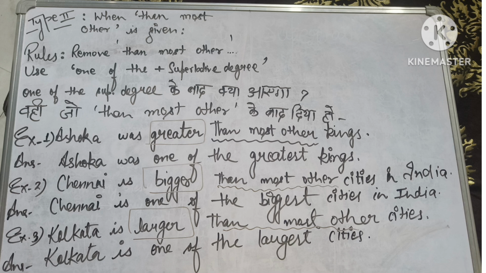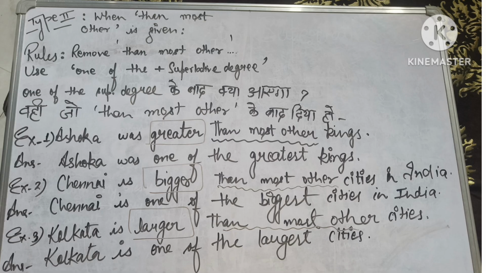The first sentence is "Ashoka was greater than most of the kings." So what will we do? "Ashoka was one of the greatest." Then whatever is given after "than most other", you will write that there. Kings is given, so you will write kings.